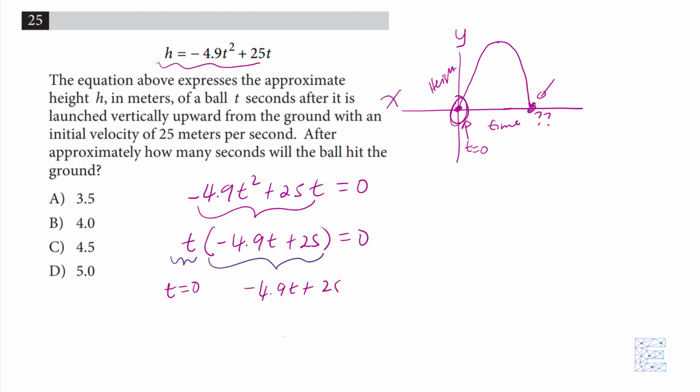So let's continue and solve for this second factor here. So it's equals 0. We're going to start off by subtracting 25 from both sides. And we're going to end up with negative 4.9t equals negative 25.